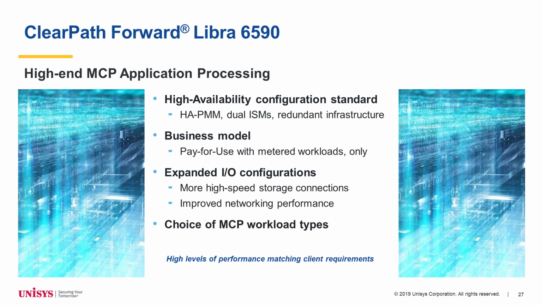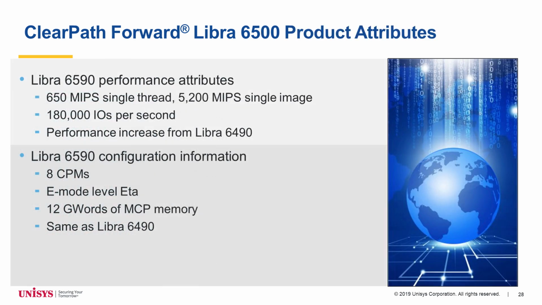For the 6500, it has expanded I/O, more high-speed storage connections, improved networking performance, and it gives you a choice of the MCP workloads, meaning you can run production workload, you can run a development workload, which would be our Developer Studio Premium, and you can also run an AB suite or BC types of workloads. The 6590 has 650 MIPS single thread, 5200 MIPS single image with 180 IOs per second. This was a performance increase over the 6490. It has 8 CPMs and 12 gigawords of memory, which is the same as the 6490.